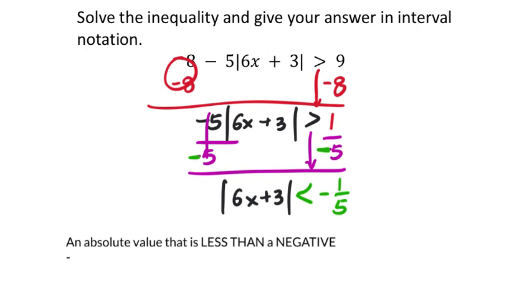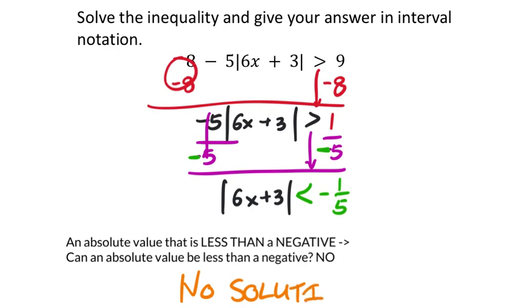Now, this should lead us to ask questions, okay? Can an absolute value be less than a negative? And the answer to that is no. Absolute values can never be less than negatives. So this one right here, it just automatically right now has no solutions.